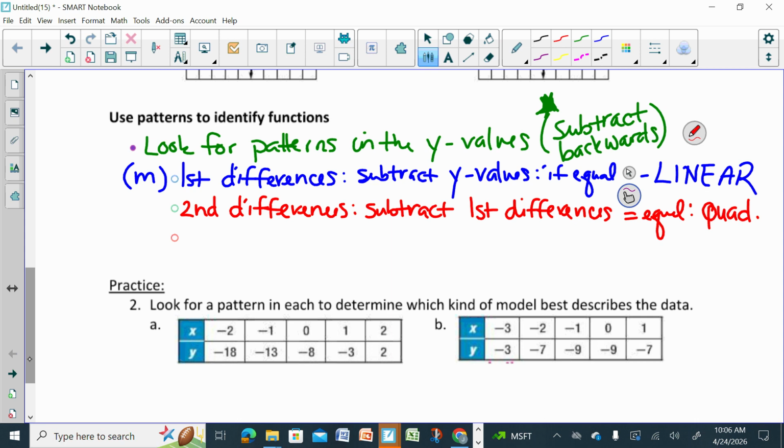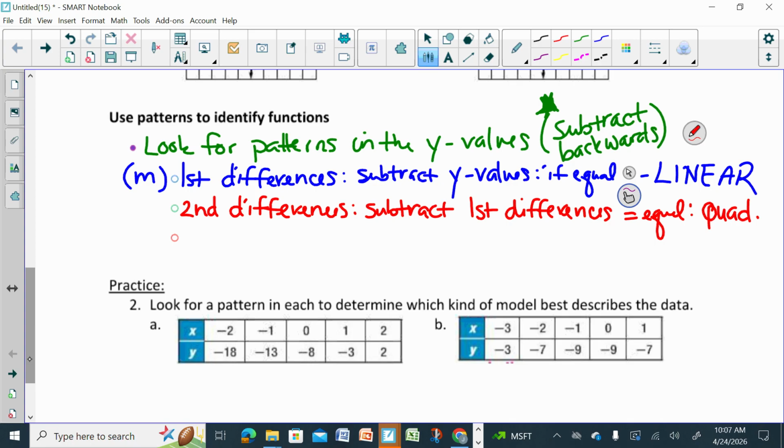And I kind of like to think of this as a linear equation is x to the first, and a quadratic is x squared. And so that kind of helps us out. Now, second differences does not give us the a value. It doesn't give us anything. We have to work for everything. But I do like to put that it's the m value for the first differences.